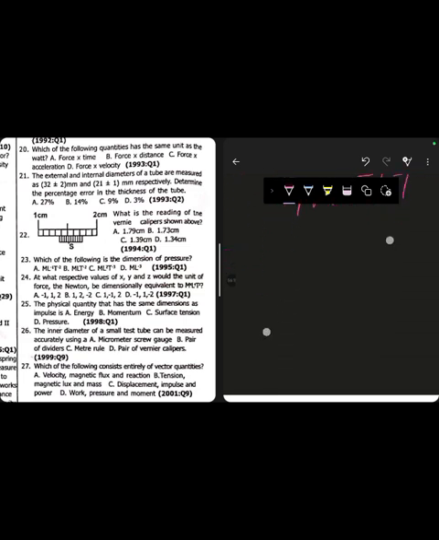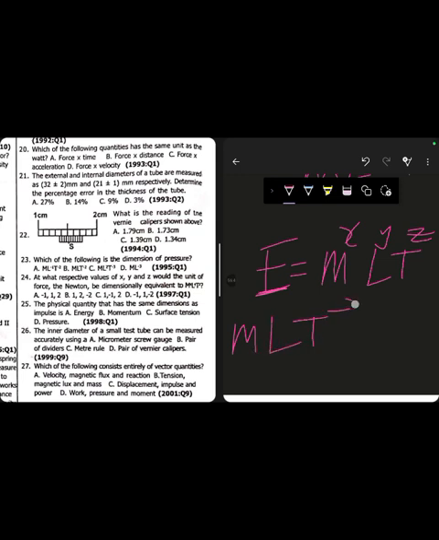Question 24 says, at what respective values of x, y, and z would the unit of force, which is the Newton, be dimensionally equal to m raised to the power of x, l raised to the power of y, t raised to the power of z. Now we already know the dimension of force as m l t raised to the power of minus 2. So that means m is raised to the power 1.